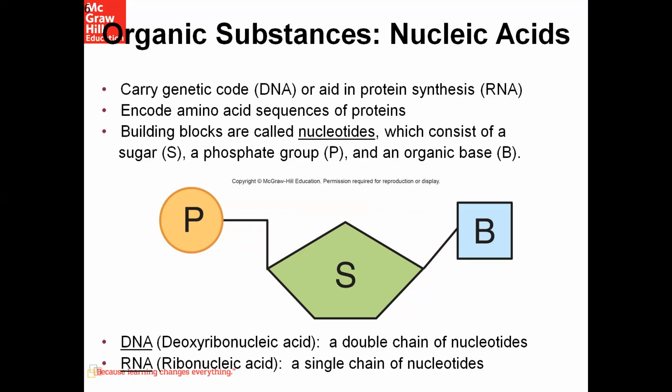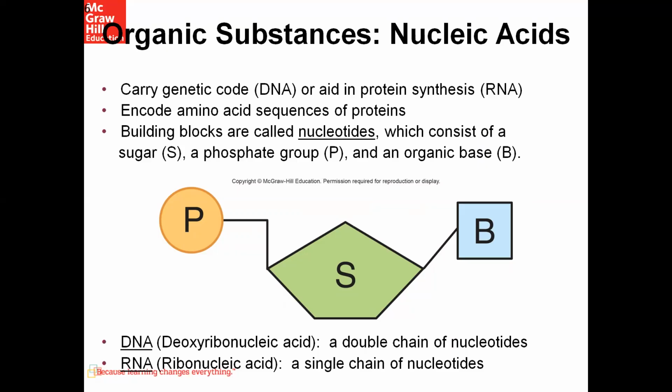For DNA, it's deoxyribose. For RNA, it's a ribose sugar. And what you're going to see is that this building block of nucleic acid are called nucleotides. So again, they have this phosphate sugar backbone, and you'll see that they have this nitrogenous base or organic base to them. And when we think about the function of DNA, it's to help to carry our genetic code.